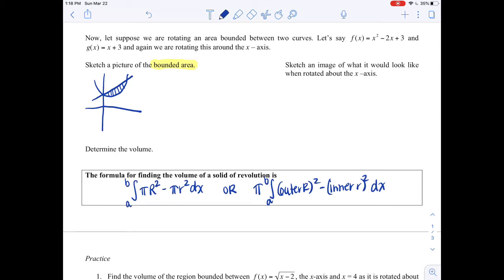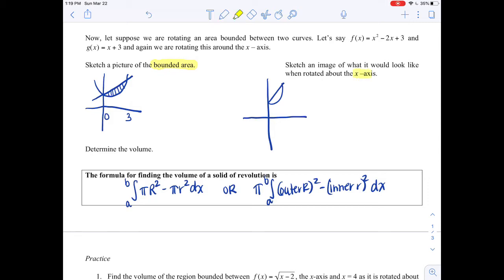As you take a look at the intersections, those will be important because they become the bounds of your integral. You'll see these two functions intersect at 0 and at 3. Now, what I like to do when I'm trying to do these volumes of revolution is sketch a region of what it looks like so I can see what makes the outer function and what makes the inner function.